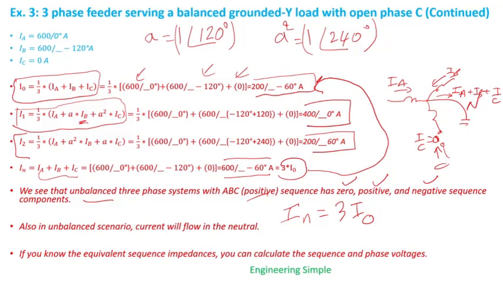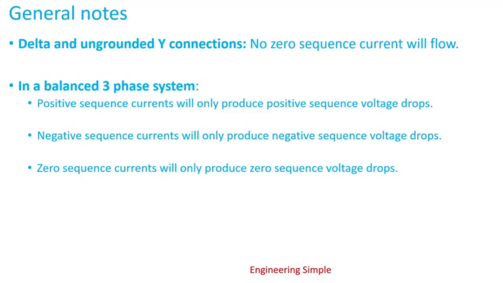And you can also use symmetrical components for line to ground and other different faults, which probably will be another topic for another video. So these are just some general notes. With delta and ungrounded Y connections, no zero sequence current will flow. Basically, they block the zero sequence current. So in general, you have to have a path through the ground for the zero sequence current to flow.